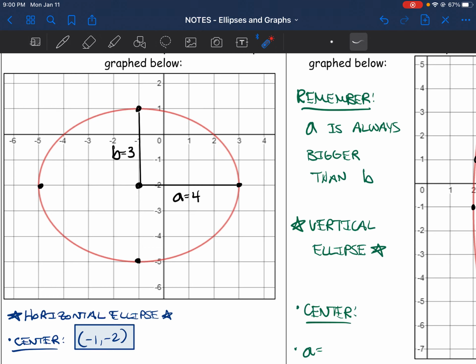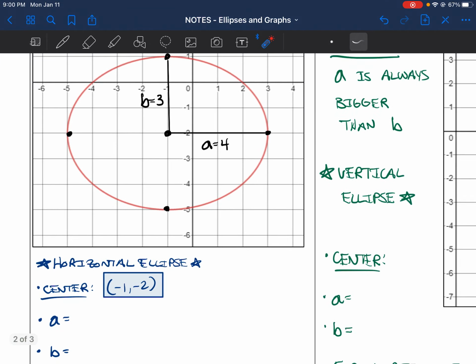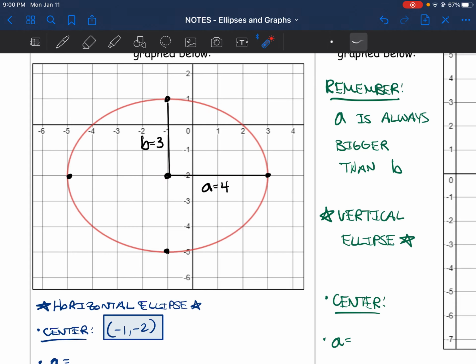So for that matter, we also know that this is going to be a horizontal ellipse. We're going to be using that information later. So we know the center is -1, -2. We can see that the A term, the distance from the center to a vertex on either side, is going to be 4. This is for the major axis.